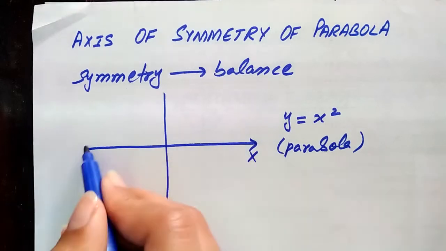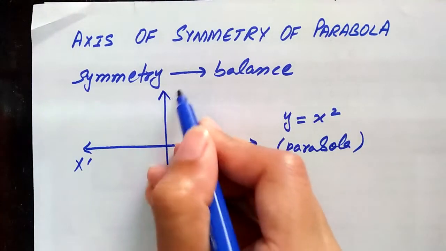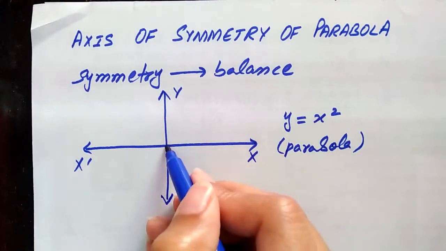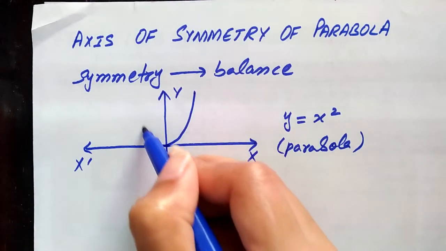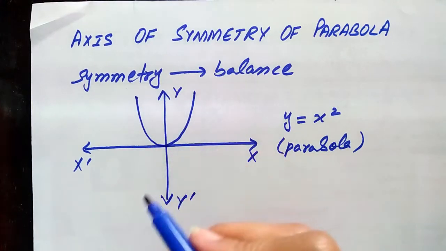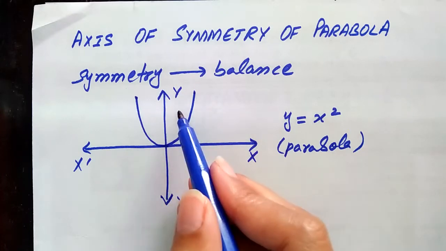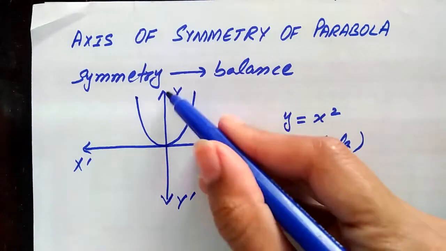This one is our x-axis, this is the negative x-axis, the y-axis and the negative y-axis. The graph of a parabola is like this shape. This parabola is symmetric about the y-axis.